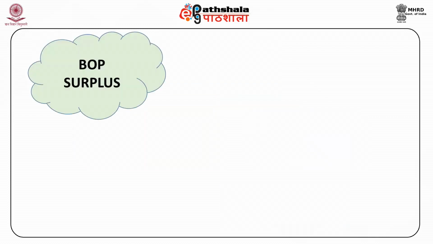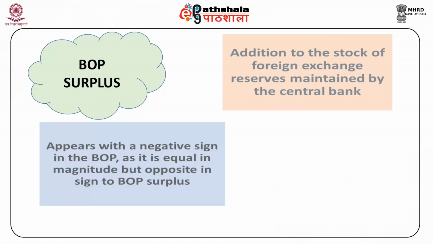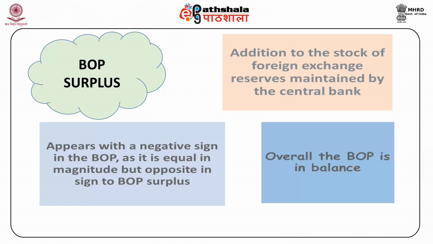With the balance of payments surplus, there is a corresponding addition to the stock of foreign exchange reserves maintained by the central bank. Such an addition to foreign exchange reserves appears with a negative sign in the balance of payments, as it is equal in magnitude but opposite in sign to the balance of payments surplus, hence ensuring that overall the balance of payments is in balance.